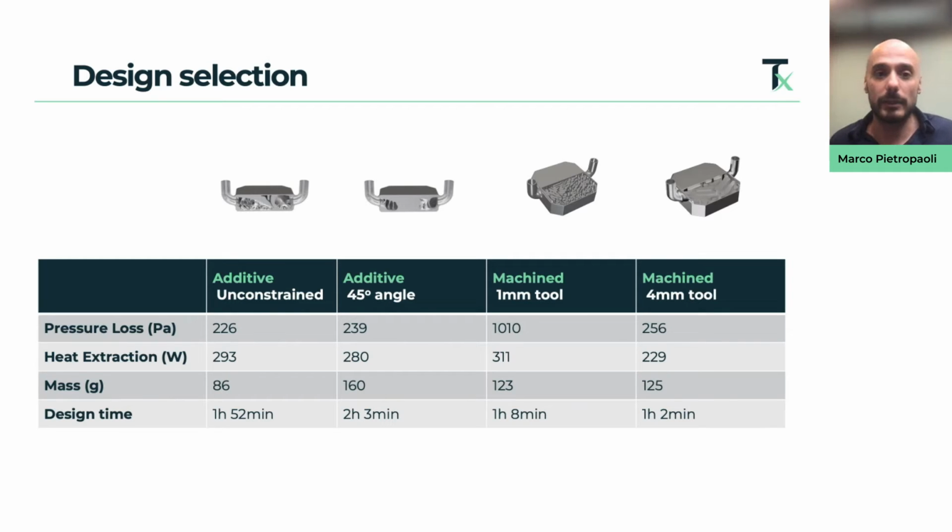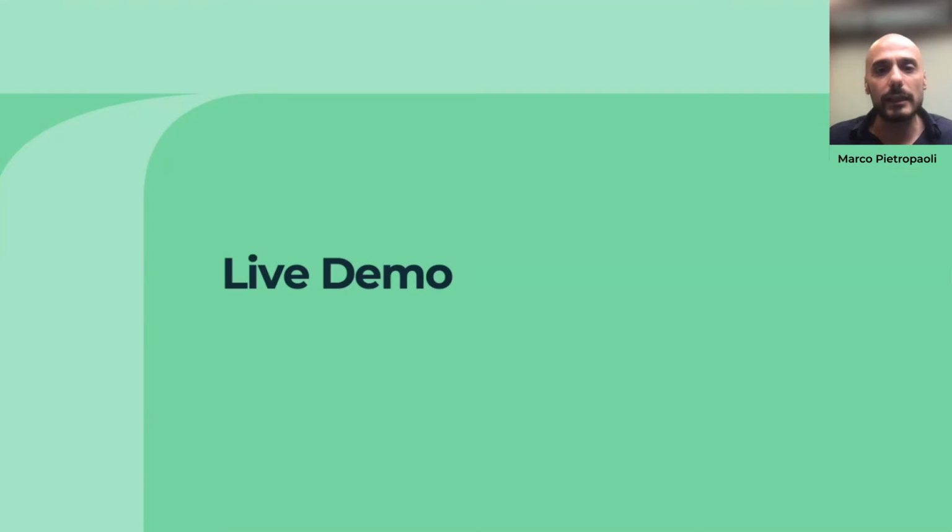So I can add my manufacturing constraints. In the example, the overhang of 45 degrees, or a stronger manufacturing constraint for the machining, for 1 millimeter and 4 millimeter tooling. And this is obviously reflecting on the efficiency, but the value we are giving to the customer is the possibility to pick what is the best design and to navigate across optimal designs and then choose the one of interest for the purpose. Now, let me move to the platform and show a bit more.